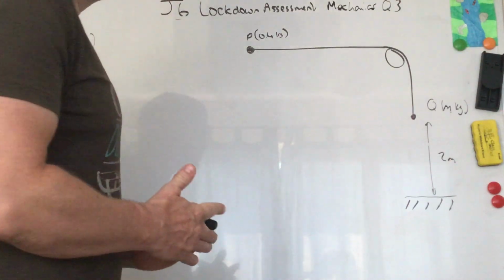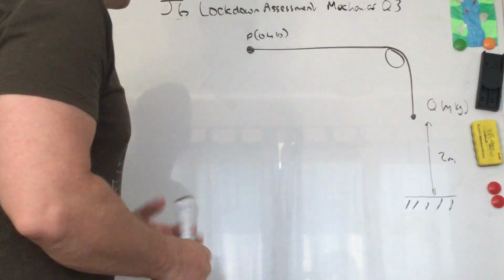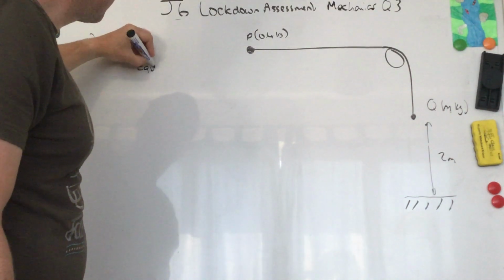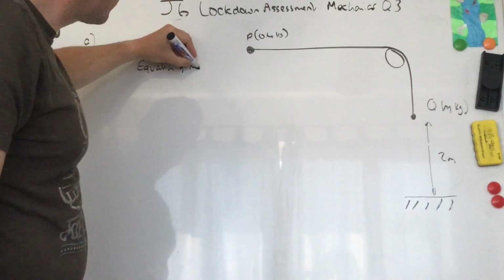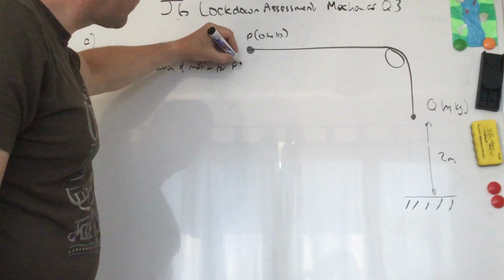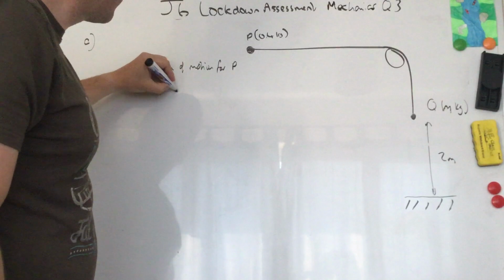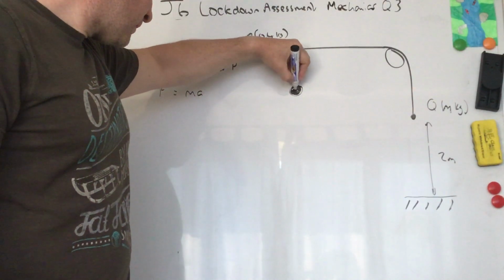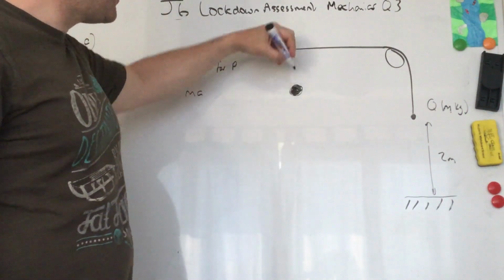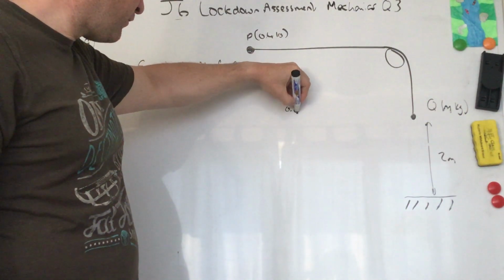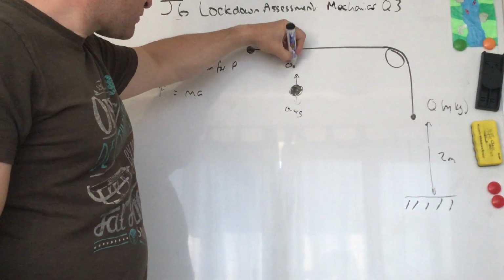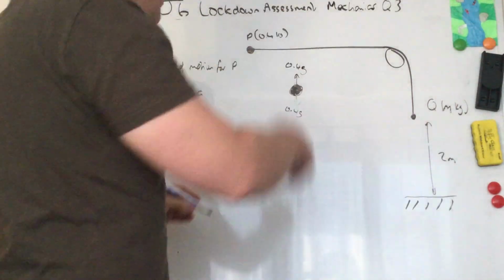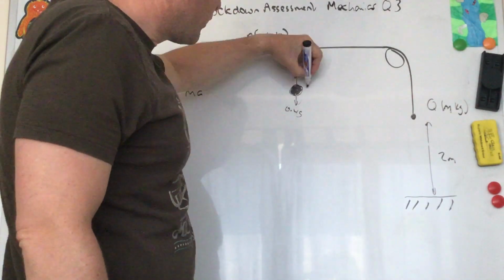I got a bit confused. I thought it was going to be all over the place, but it's actually a lot simpler than it looks. If we just look at an equation of motion for P, so F equals ma. We look at P. It's got a weight and a normal reaction. We don't really care about those, but we can put them on, 0.4 g, and the normal reaction will also be 0.4 g, because it's not moving through the table, it's not floating off into space, and there's nothing else pulling it up or pushing it down.